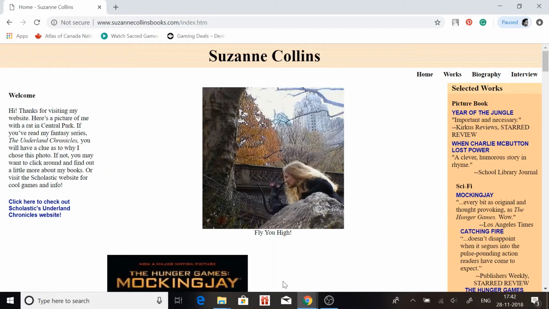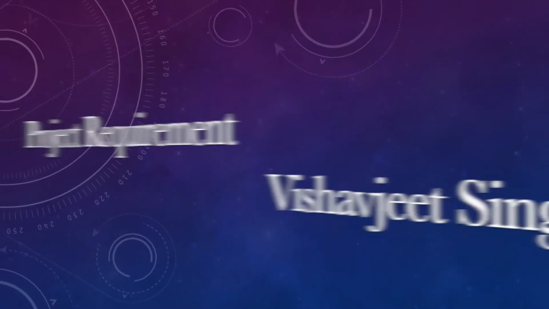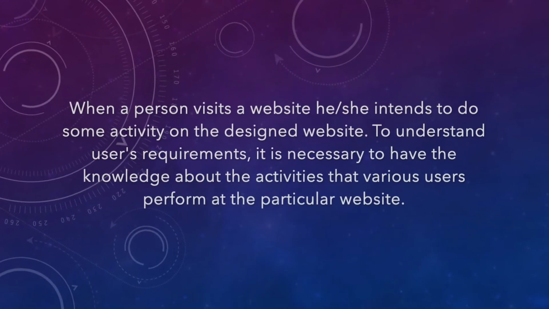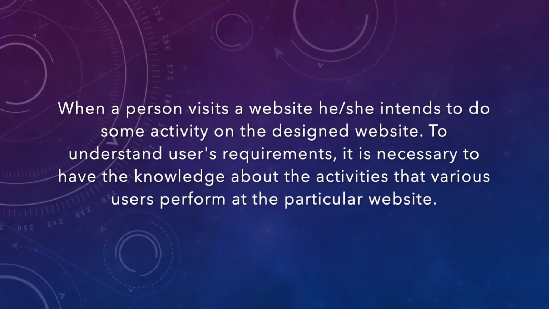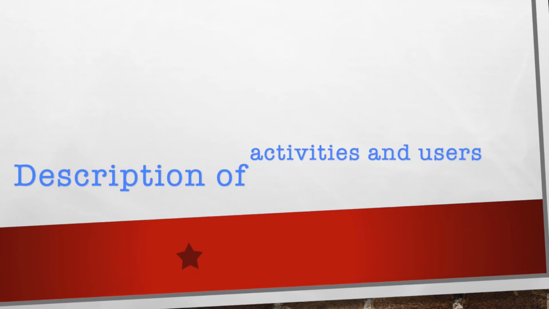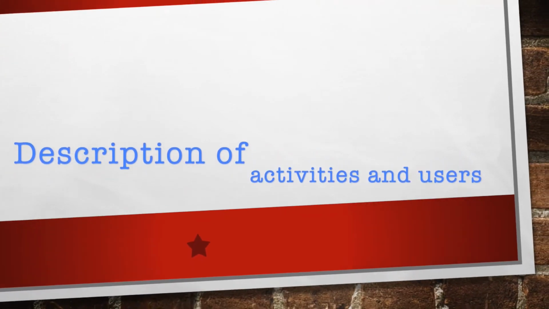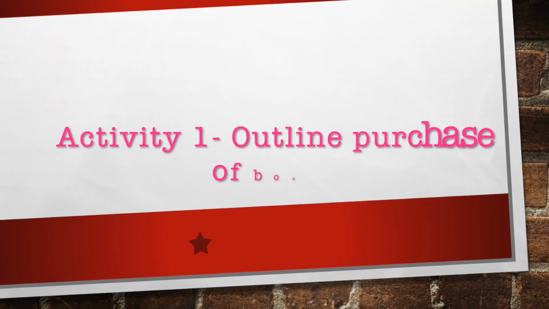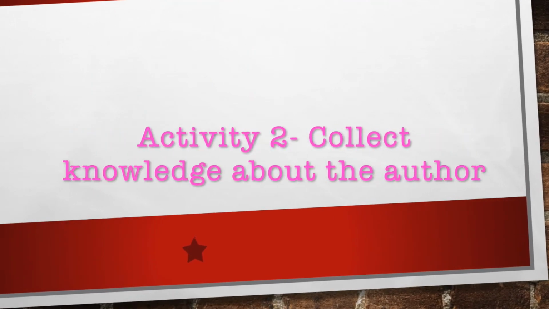And as fans of her works, we wanted to redesign her website so it can do it justice. Project requirements are conditions or tasks that must be completed to ensure the success or completion of the project. So, description of activities and users. Activity 1: online purchase of books. Activity 2: collect knowledge about the author.